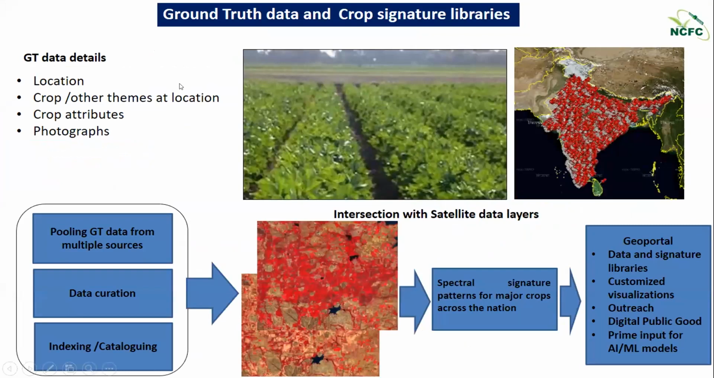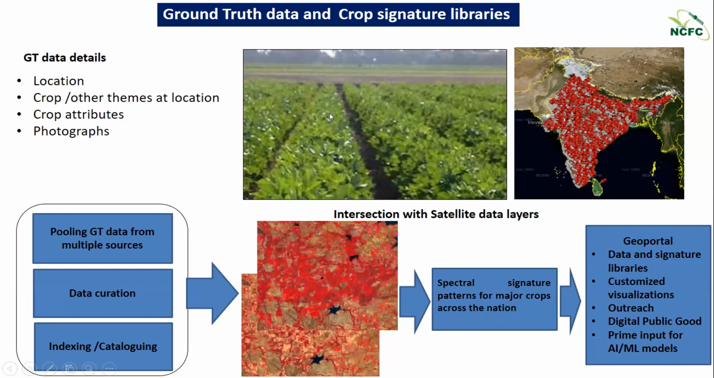This data is not in the public domain like MNCFC. We collect this ground truth data for our analysis, like crop area mapping, condition, and a lot of other analysis. So what we collect is location data, the condition, and photographs, and this is the map on the top side. We collect this kind of data every season, Rabi and Kharif.